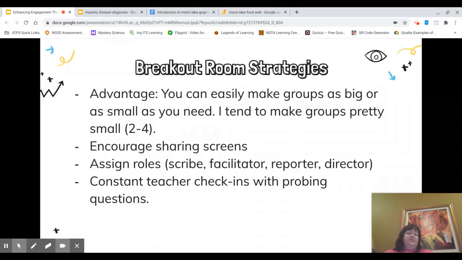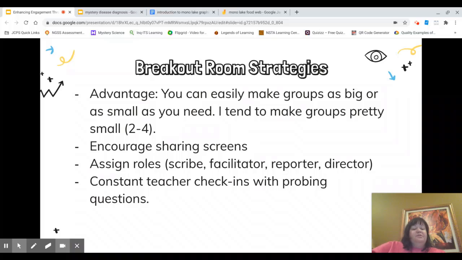I encourage my students to screen share. And so one way to do that is you can assign roles. So if you have 4 people in a group, you could have one person be the scribe. So maybe they're the person that shares their screen for the group, and they're the ones going over and typing what the group is saying. You have a facilitator that can help with the time management piece, and if there are any disagreements, helping the group work through that.